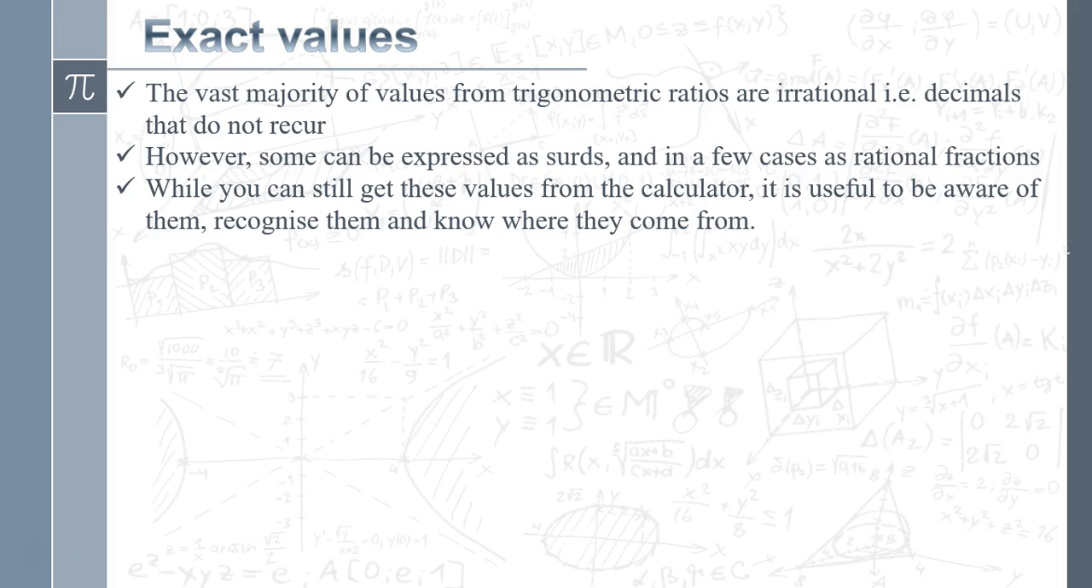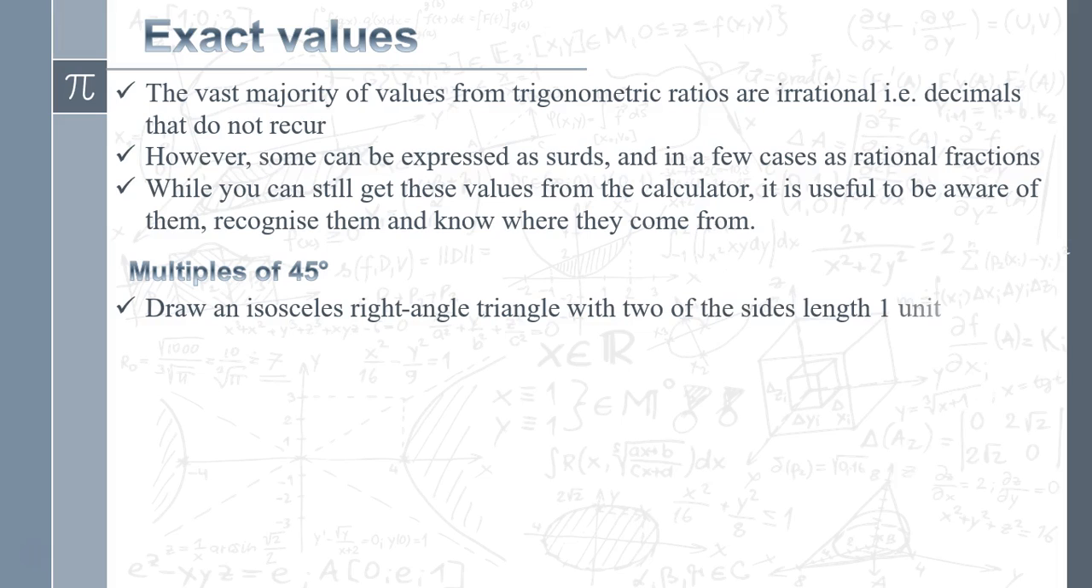As I said, these values, you can get them off the calculator. You've got access to your calculator, but it is well worth making sure you know where they come from and recognise them when they pop up. And they're going to come from multiples of 45 in the first instance. So let's just have a little look at what's going to happen.